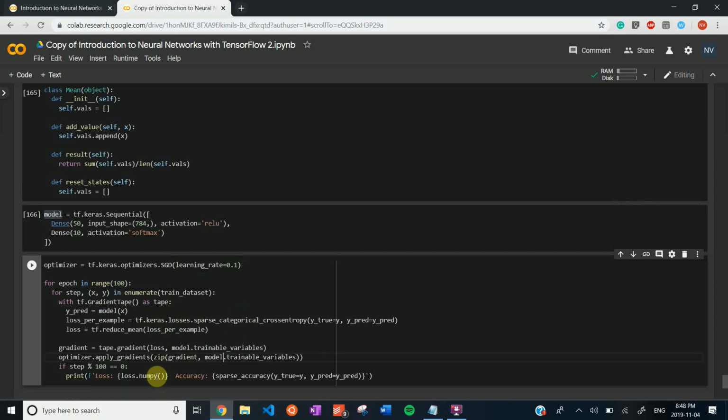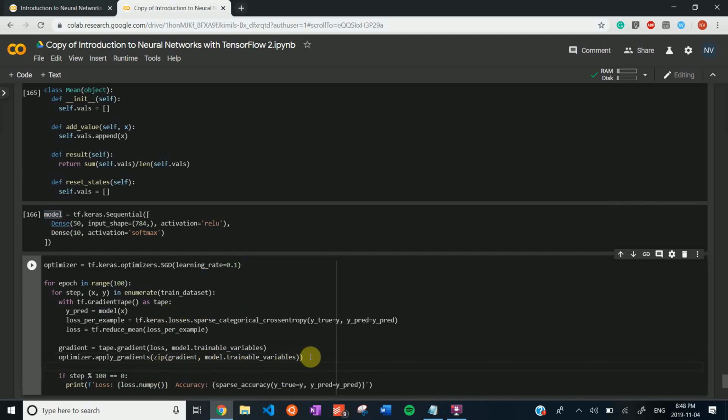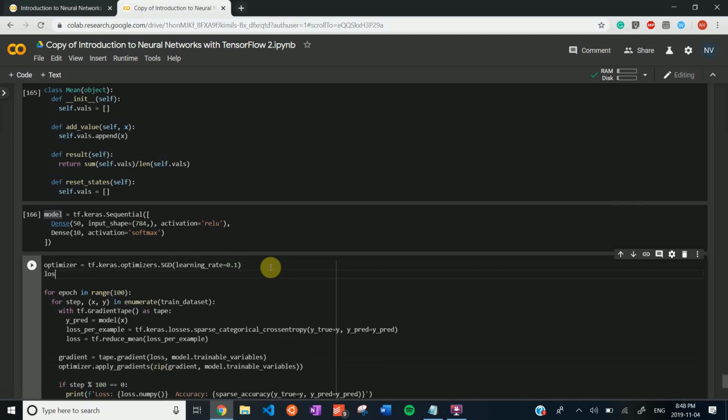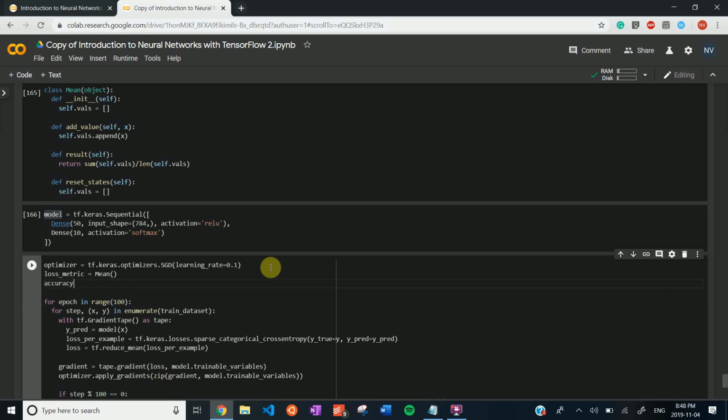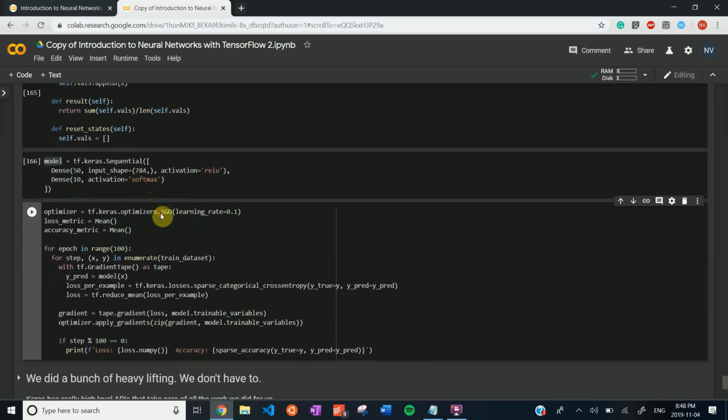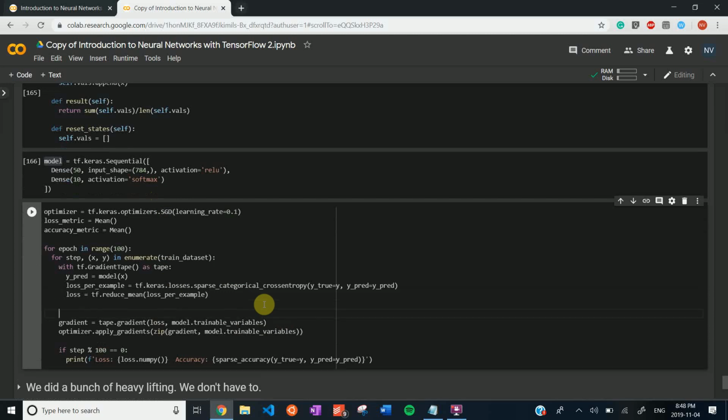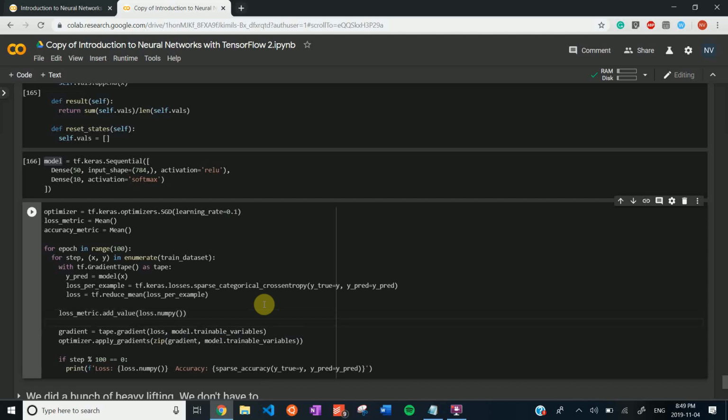So we're going to do the following. Basically, at every step, first we're going to create some loss metric that is just a mean, and also this accuracy metric, which is also a mean. And we're going to do the following. At every step, every time we compute this loss, we are going to add it to our loss metric. So loss metric.add value, whatever this loss.numpy is. Same thing for the accuracy. Metric.add value, and we're going to compute this guy here.